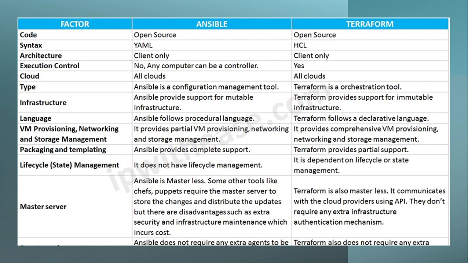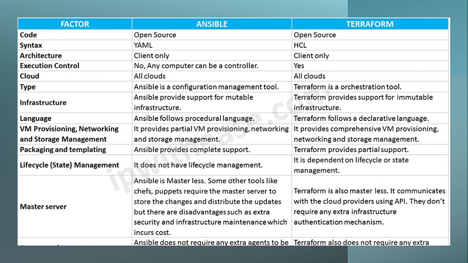Now let's compare Ansible and Terraform on some factors. The first factor is code. Ansible is open source and Terraform is also open source. Ansible syntax is YAML and Terraform's is HCL. In terms of architecture, Ansible is client only and Terraform is also client only. For execution control, Ansible is no, any computer can be controlled, and Terraform, yes, execution control is there. Ansible and Terraform both are supported by all the cloud vendors. And type: Ansible is a configuration management tool and Terraform is an orchestration tool.